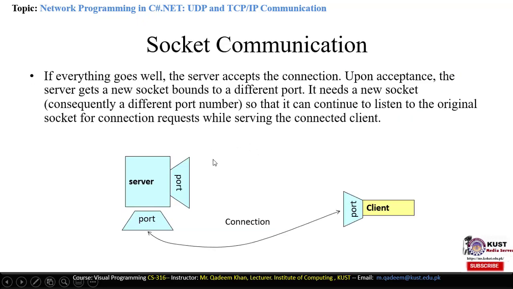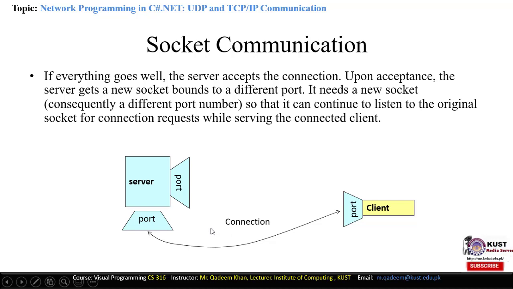In bidirectional communication, there will be two ports with the same number. One port will be with the server and another port will be with the client. So the client communicates with the server using certain communication ports.